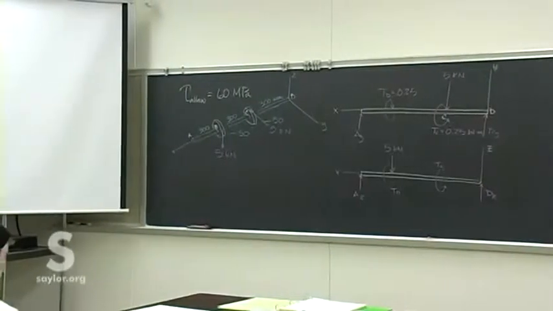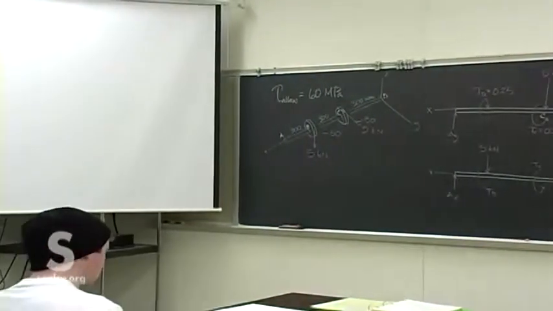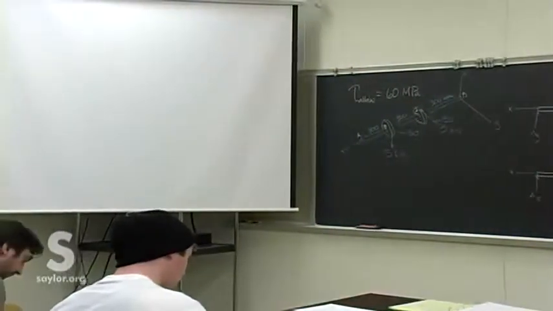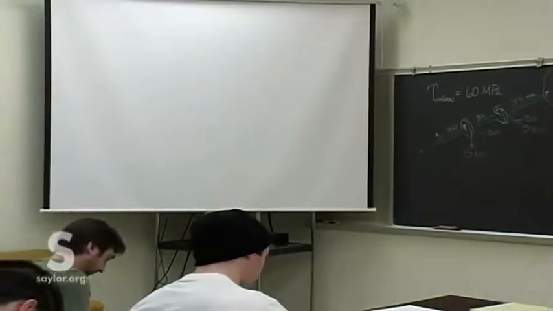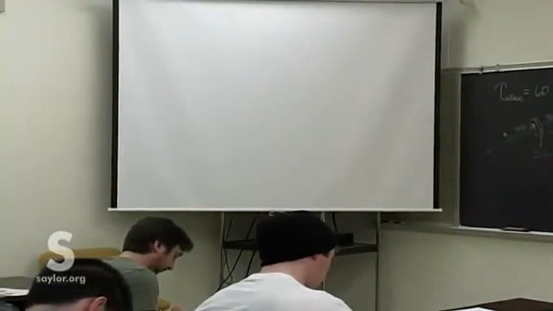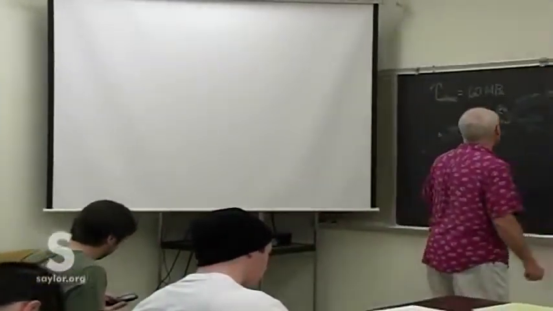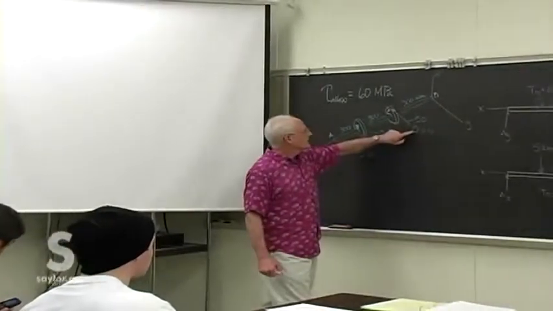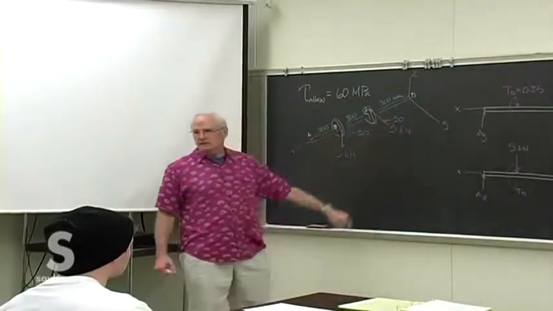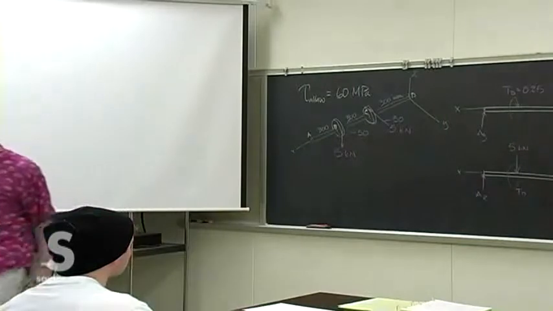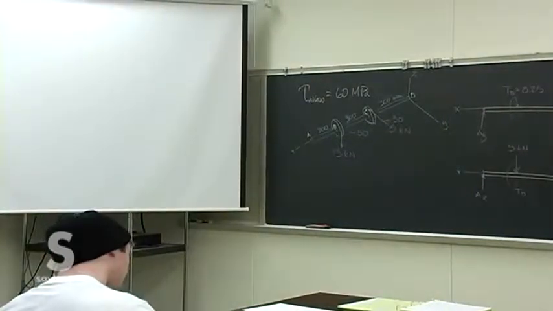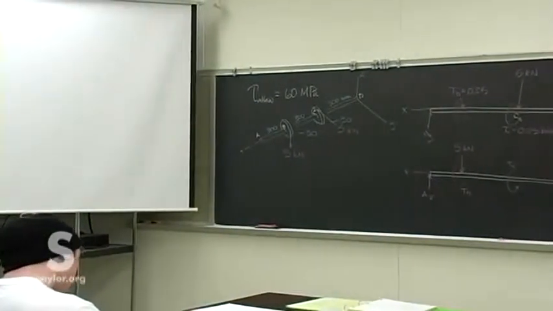All right, everybody got a picture of what we're doing? No, David doesn't have a picture either. Okay, and that 0.25 is just the 5 kilonewtons at 50 millimeters moment. Phil, make sense? Comfortable? Tommy?